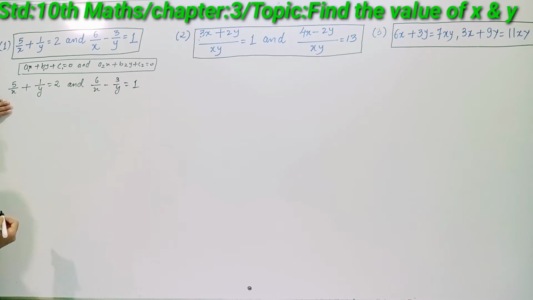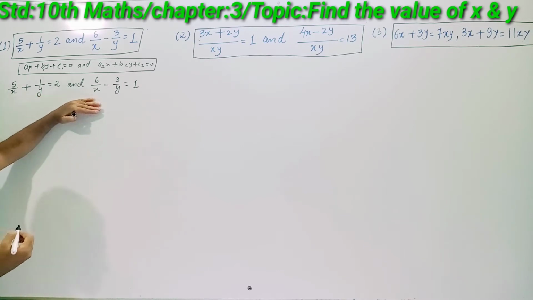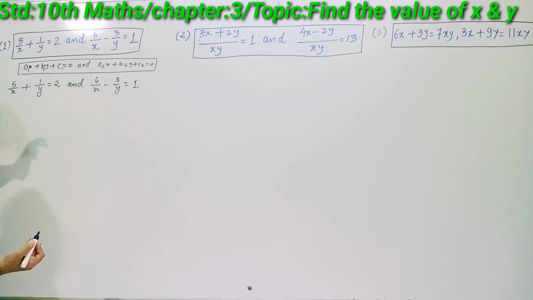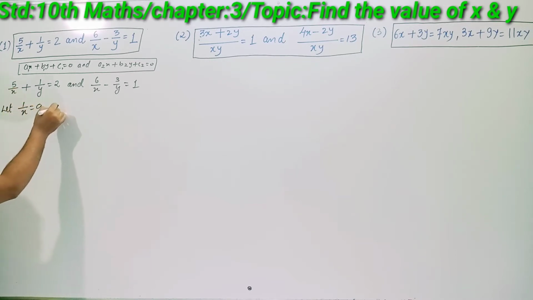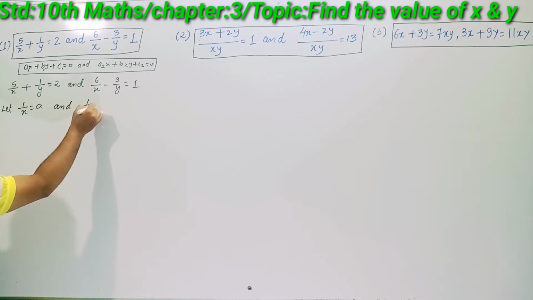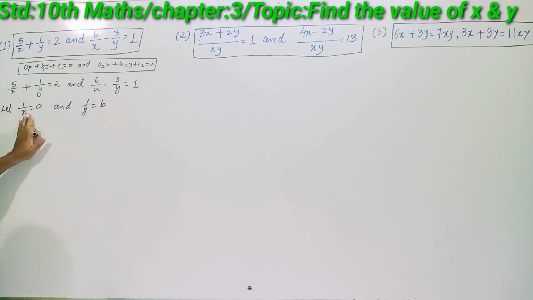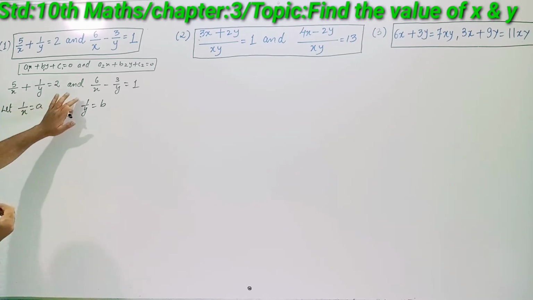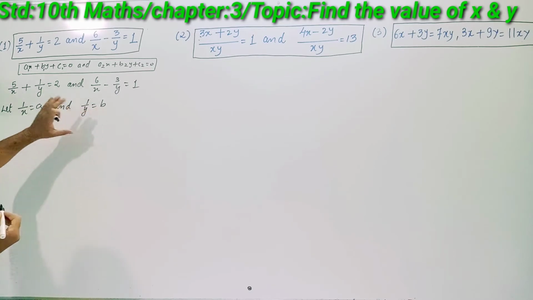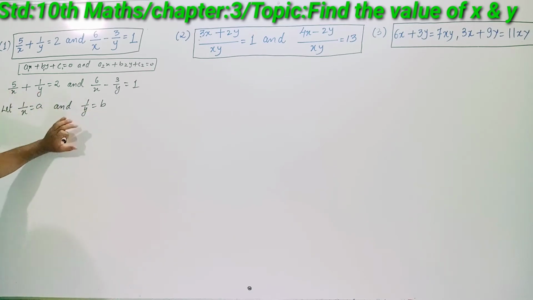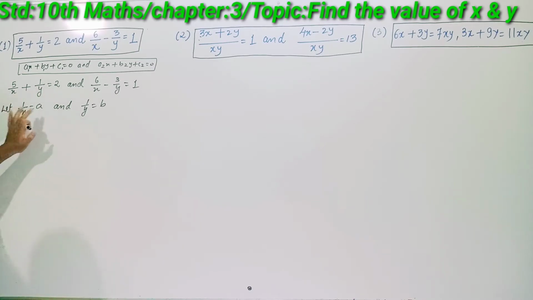So first of all, students, you will have to convert this equation into general form. Okay, so consider, let 1 upon x is equal to a and 1 upon y is equal to b. So students, by considering these, we will substitute these values over here and we can get equations which will be linear equations with two variables. The variables will be changed. Okay students, initially the variables were 1 upon x and 1 upon y. Now the variables will be a and b.